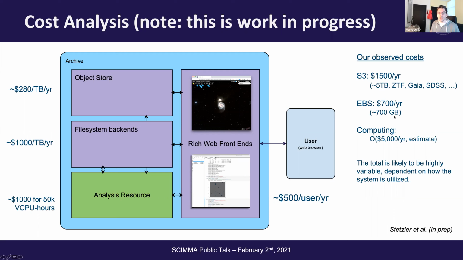These are disk volumes for users to share data. And the computing, this is more of an estimate because we've done so many different experiments. It was kind of difficult to disentangle, but we're guessing that for our group, which is about 20 people, computing will come out to $5,000 a year.